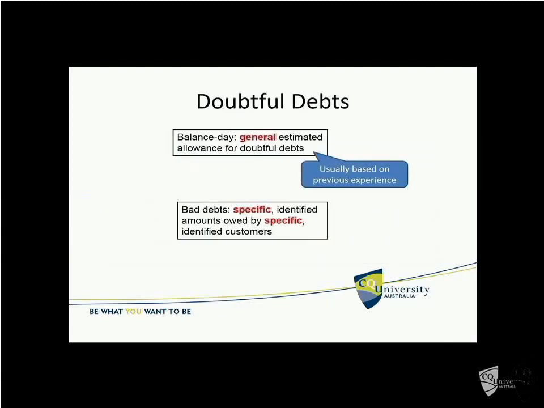Also doubtful debts. When we look at our accounts receivable, on balance date we can generally estimate the allowance for doubtful debts. It's usually based on past experience. Also, we can look at the age of the debtors and so forth. Bad debts are specific. They're identified amounts owed by specific identified customers. Doubtful debts is a general estimate. We don't know who's not going to pay us, but based on past experience, maybe a couple of percent aren't going to pay us. If we knew who they were, we wouldn't have sold them the stuff in the first place.